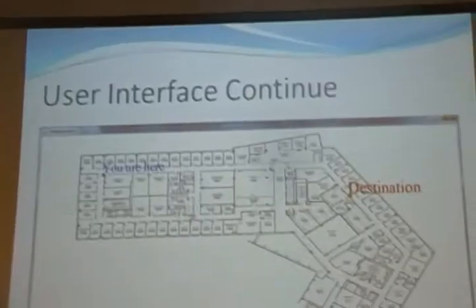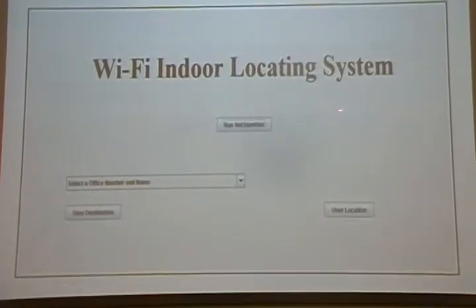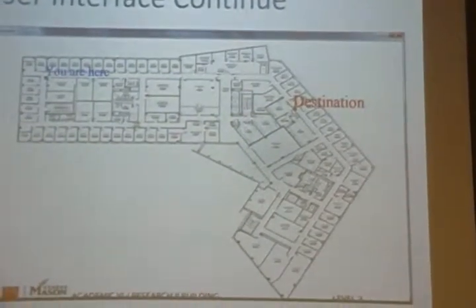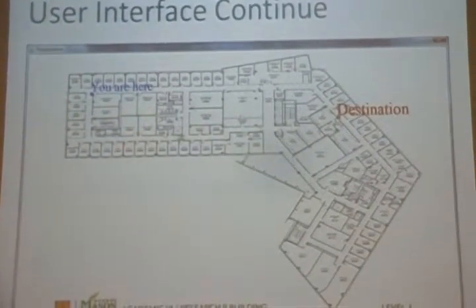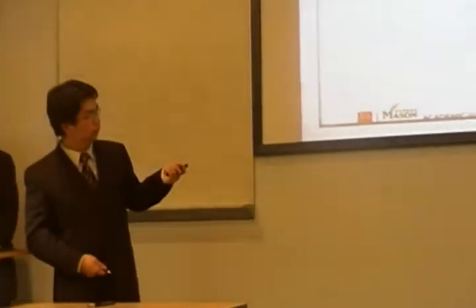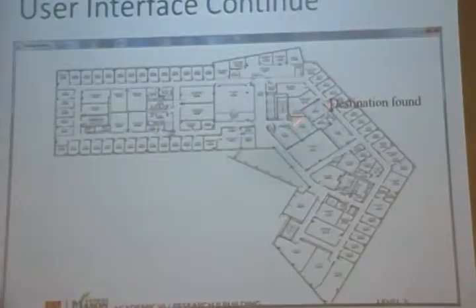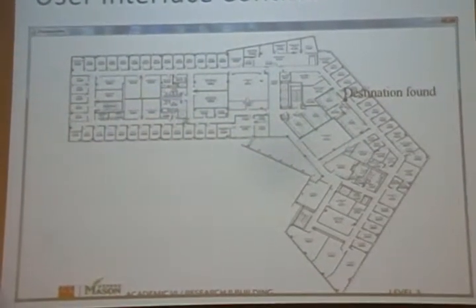If the user keeps moving and wants to check his current position, then he needs to click on the run next number button again. Then also click the user location again. Then this screen will pop up again. The UI here will update to the current location. When the user location and the destination location are the same, the screen will show that the user has found the location.